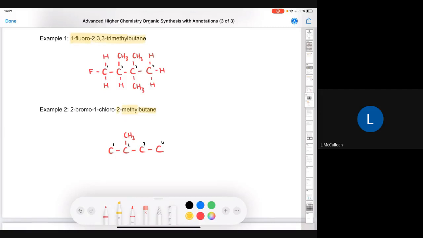I've then got 1-chloro, which means a chlorine atom on the first carbon. So I'm going to pop the symbol for chlorine, which is a capital C and a lowercase l, on that first carbon. And then 2-bromo. So that's a bromine atom on the second carbon. So I'll pop that in there. And then again, it's just a case of making sure that every carbon is making 4 bonds by popping hydrogens on like so. All right, so again, I'll give you a moment just to make sure you've got that copied down.